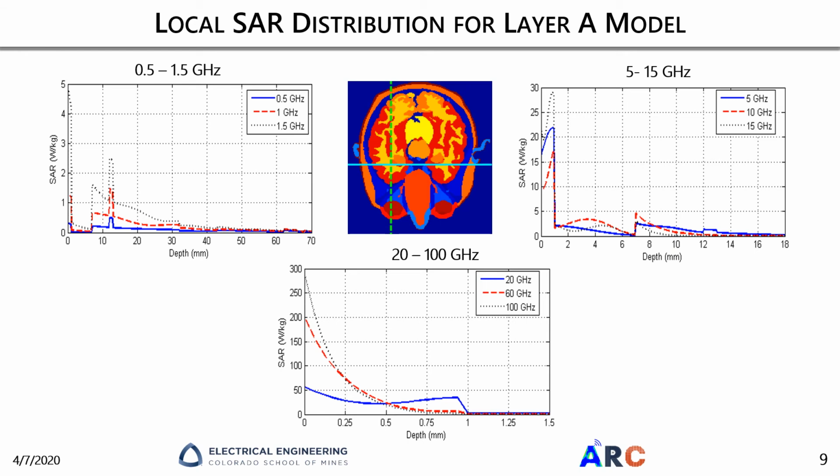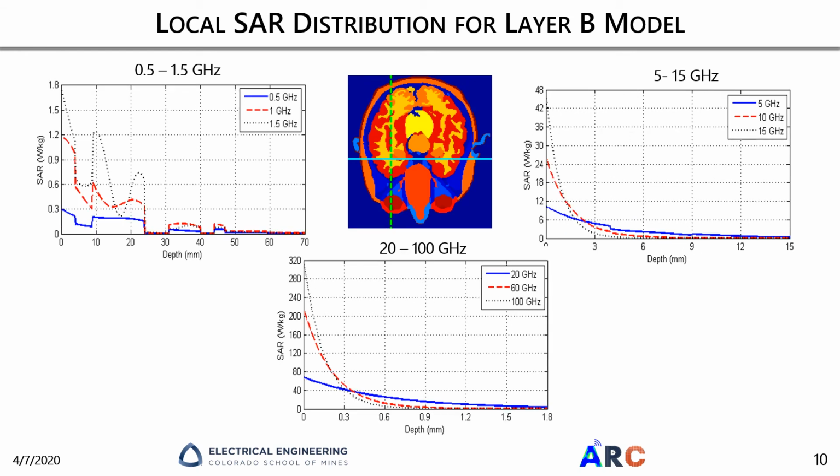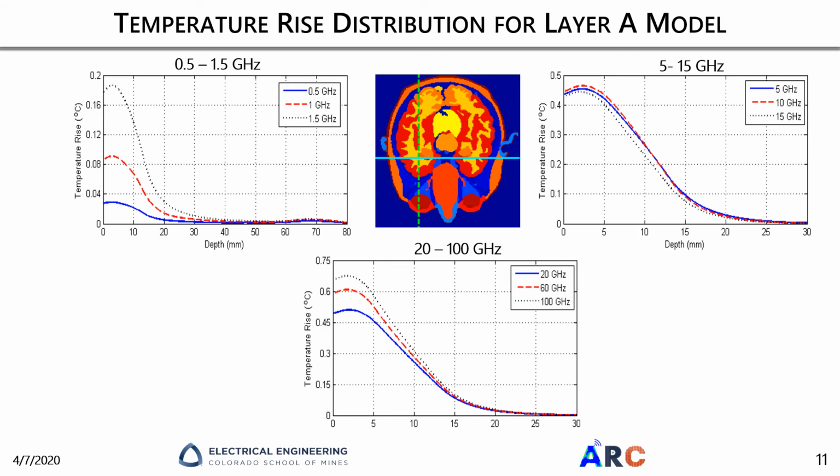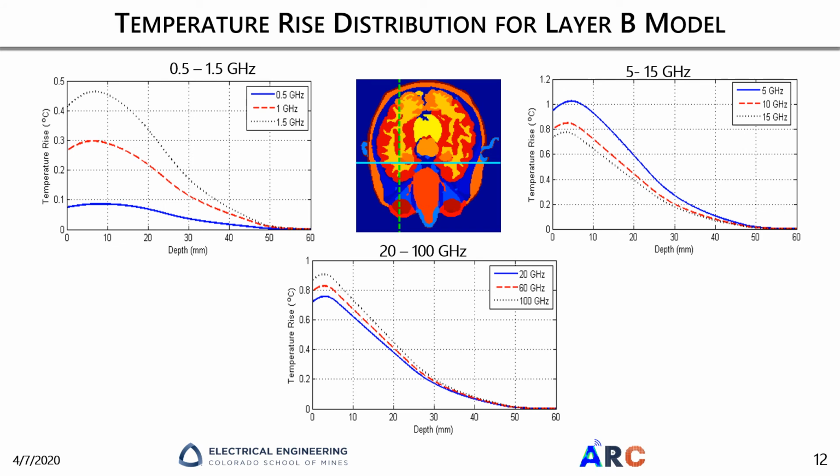This shows the local SAR distribution for layer A model. This shows the local SAR distribution for the layer B model with values that are less than the layer A model. This slide shows the temperature rise distribution for the layer A model and for the B model. Neither case exceeded 1.03 degrees Celsius.